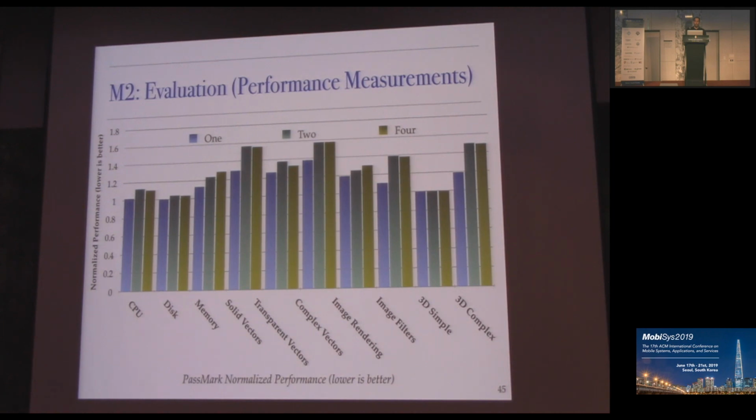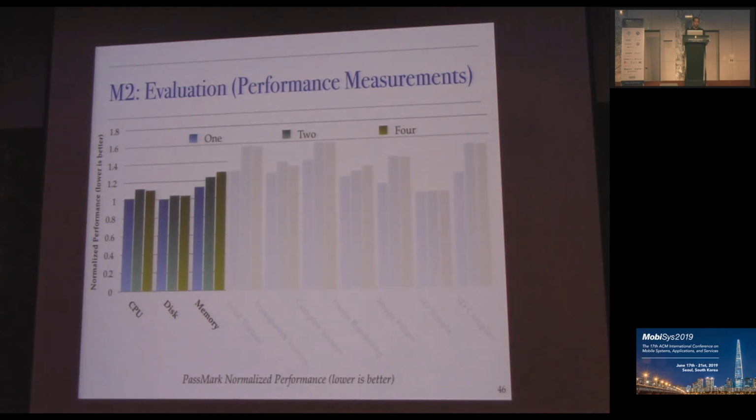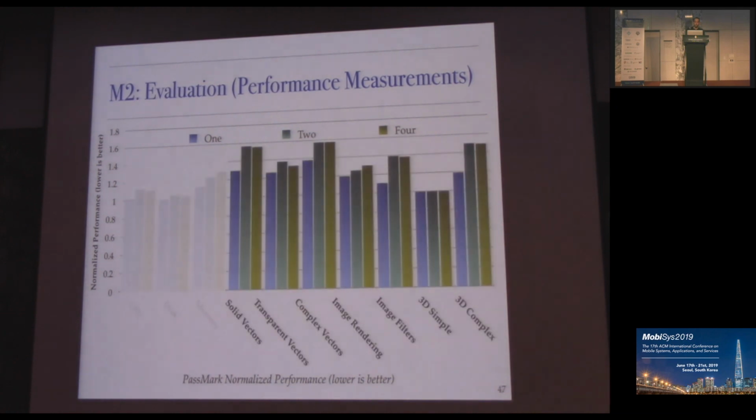Lower is better. In general, the local or one case performed slightly better because it did not send frames out to the network. For Passmark CPU, disk, and memory tests, there wasn't a heavy performance hit compared to running multiple apps concurrently. The performance difference is due to M2's networking and copying of frames. Adding more devices does not have a significant increasing hit on performance.